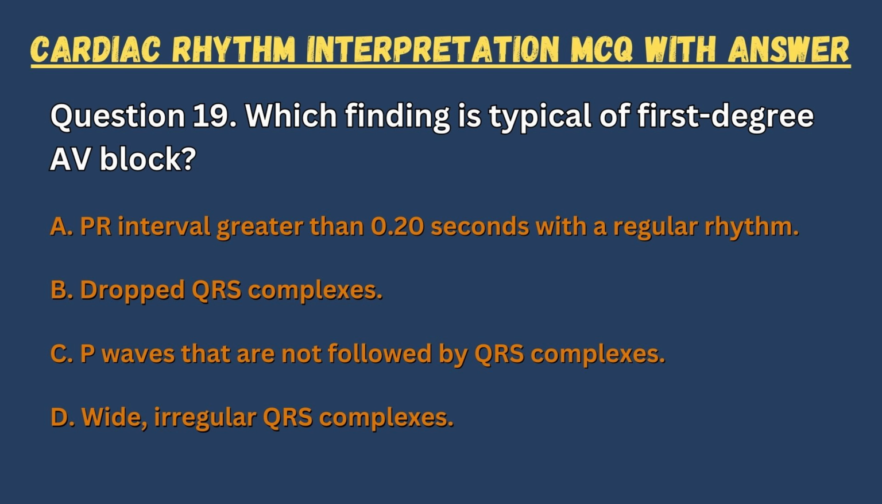Question 19. Which finding is typical of first-degree AV block? A. PR interval greater than 0.20 seconds with a regular rhythm. B. Dropped QRS complexes. C. P waves that are not followed by QRS complexes. D. Wide, irregular QRS complexes.